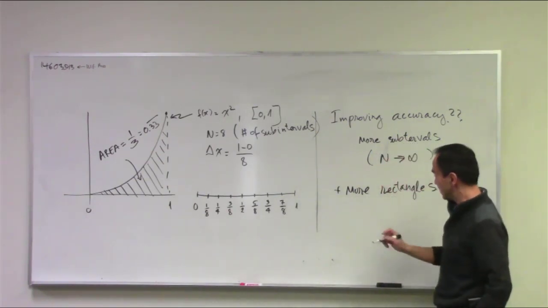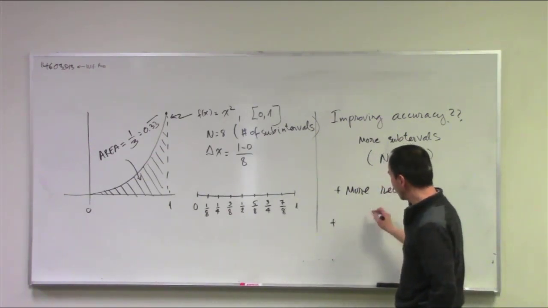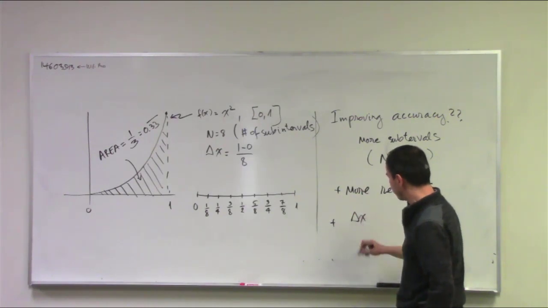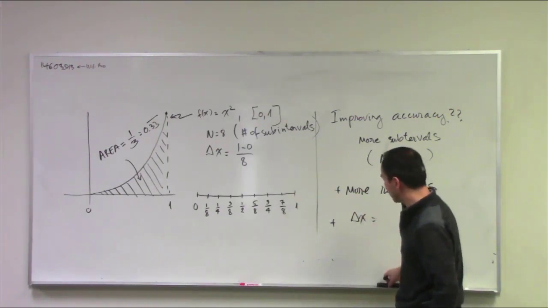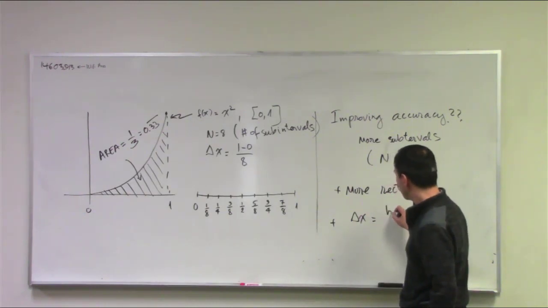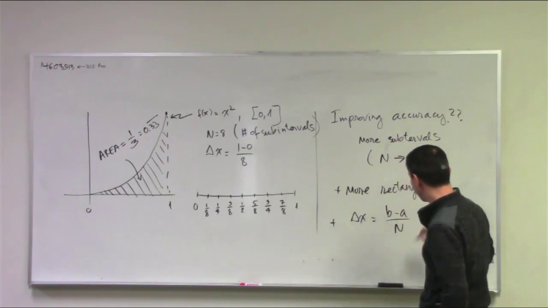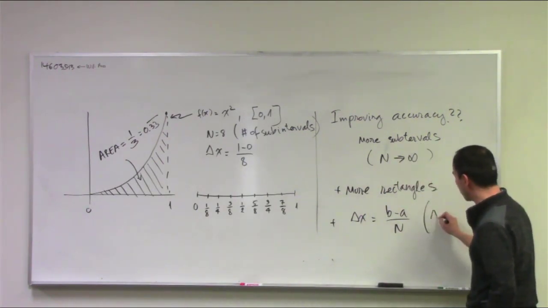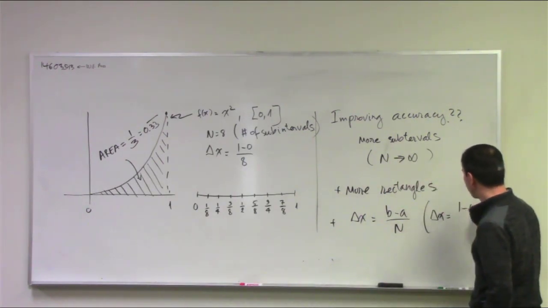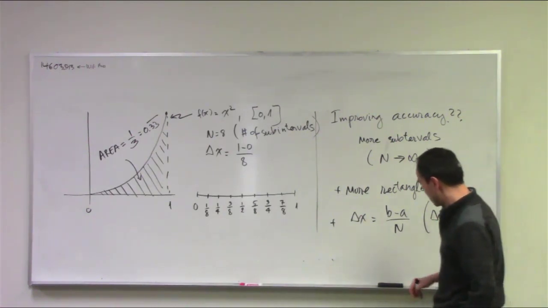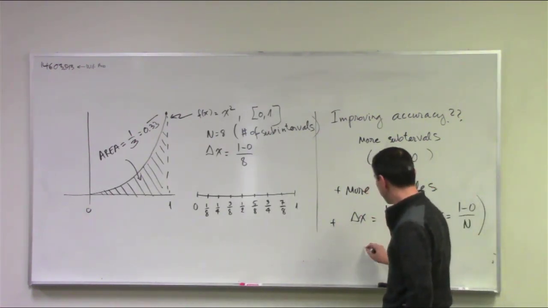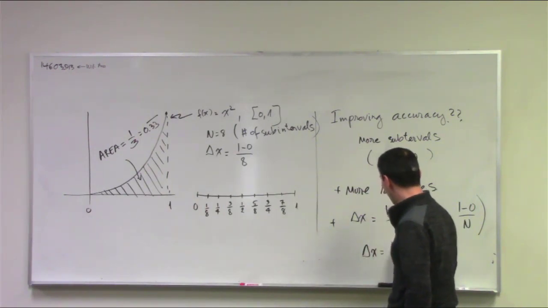Sounds good? But then a further consequence, don't you realize that? Think about the delta x here. The delta x itself is a formula: b minus a over n. And in our problem specifically, delta x here is 1 minus 0 over n. You guys follow it? So for our problem, delta x equals 1 over n.